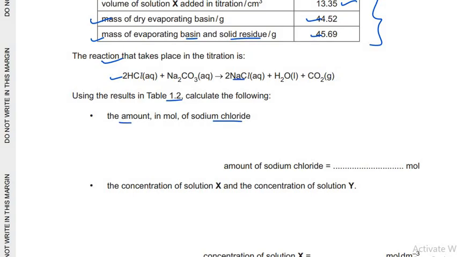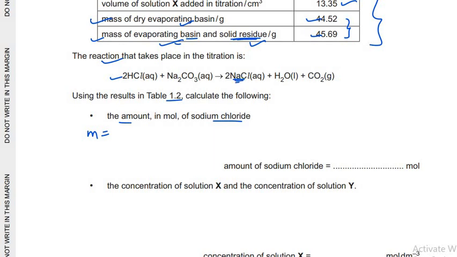Now what is the sodium chloride? Sodium chloride is the residue formed here. So what is the mass of the residue formed? First calculate the mass of the residue by subtracting these two values. That is, subtract the evaporating basin mass from the total mass to get the mass of only the solid residue, that is sodium chloride.